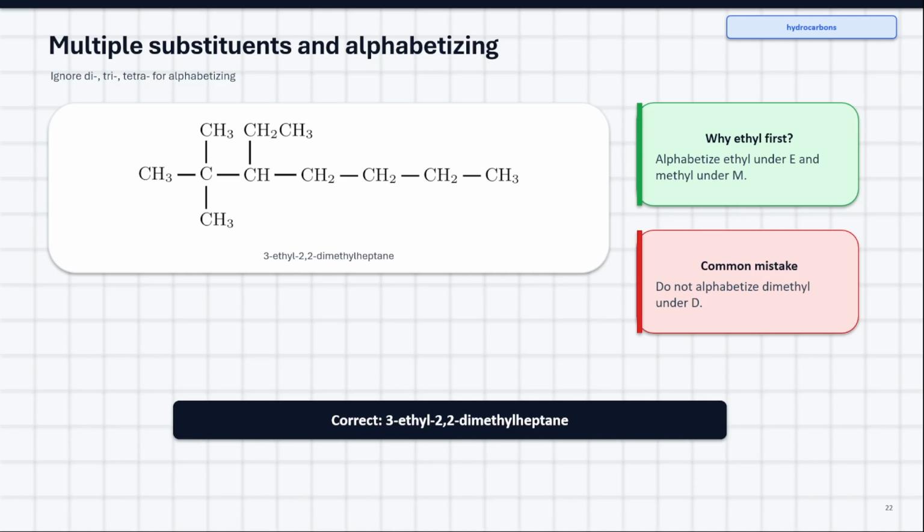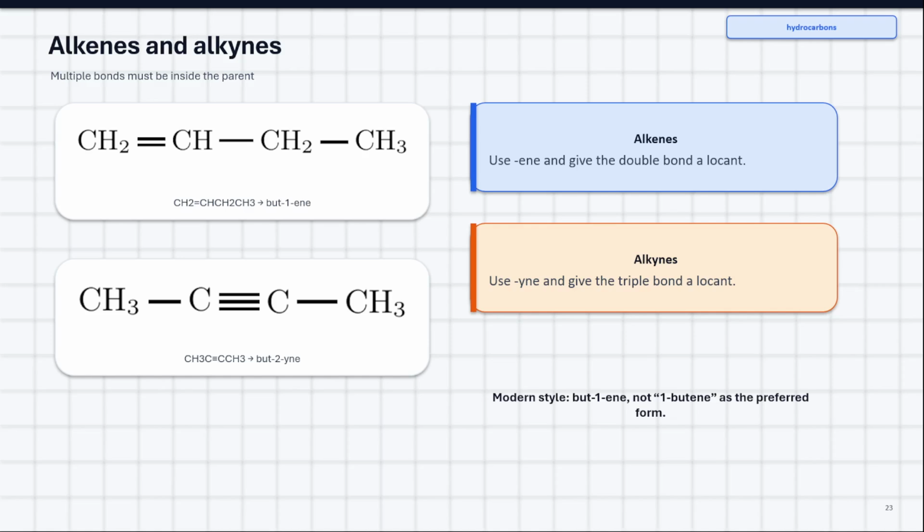When there is more than one substituent, we need locants for each one, and we usually list substituents alphabetically. In the example 3-ethyl-2,2-dimethylheptane, the parent is heptane. There is an ethyl group at carbon 3 and 2 methyl groups at carbon 2. The important alphabetizing rule is that prefixes like di, tri, and tetra do not control alphabetical order. So dimethyl is alphabetized as methyl, not as dimethyl. Ethyl comes before methyl because E comes before M. That is why the name starts 3-ethyl before 2,2-dimethyl.